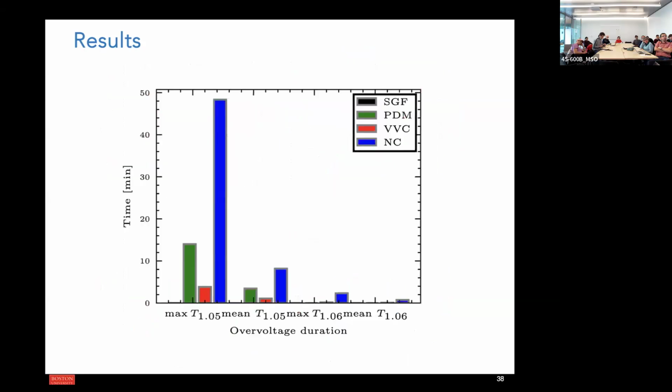So this is good news. This graph here tells you the maximum over voltage duration for these various methods: without control, Volvar, primal dual, and our approach. And you see that I'm looking at the max, the mean for 1.05, 1.06. But you see that in every case, in ours, the color coded in black, it is basically negligible, and of course the no control is the most severe, right? Where you don't even implement Volvar control.